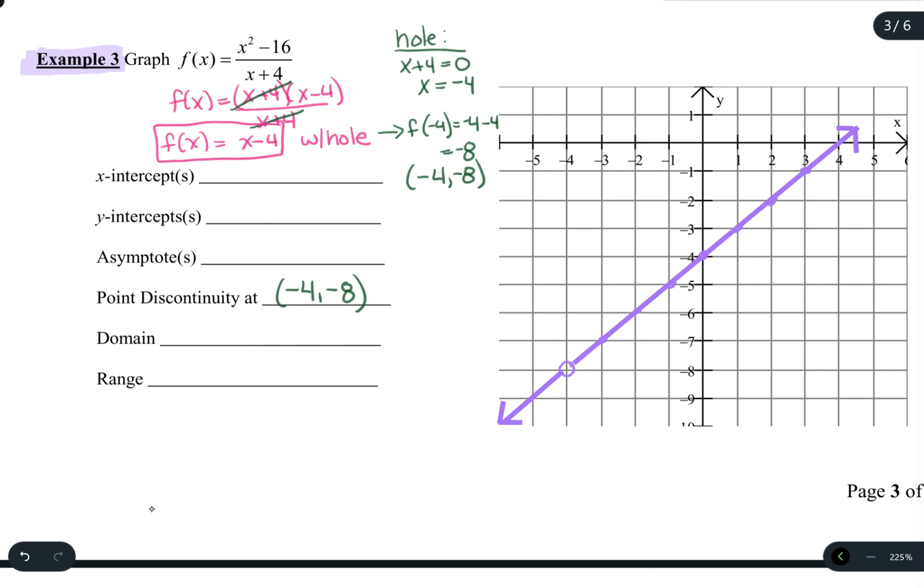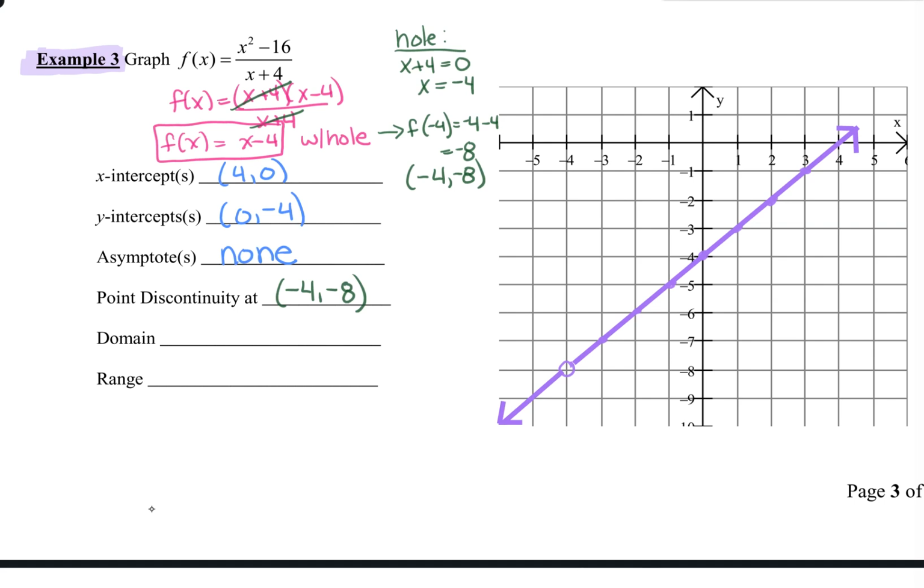And then we'll fill in all the rest of the information that is in our problem here. We're asked to find the x-intercept. The x-intercept is going to be 4, 0. The y-intercept is 0, negative 4. We said there were no asymptotes. We have our point discontinuity, which is our hole at negative 4, negative 8.